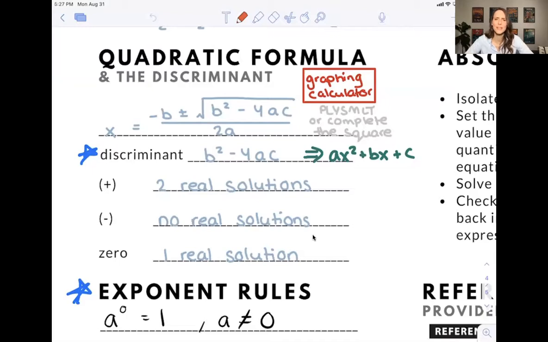The discriminant tells us how many solutions we have. So if our discriminant is positive, we have 2 real solutions. If it's negative, we have no real solutions. And if it's 0, we have 1 real solution.